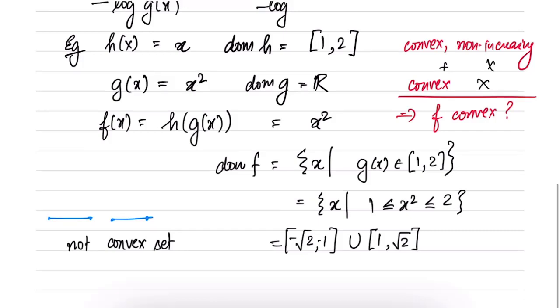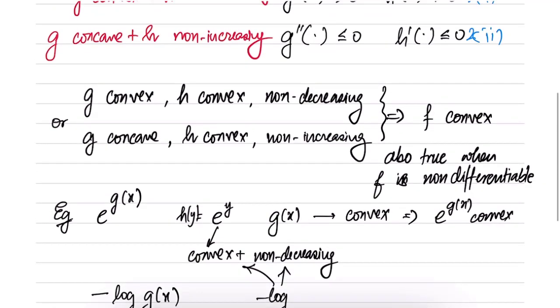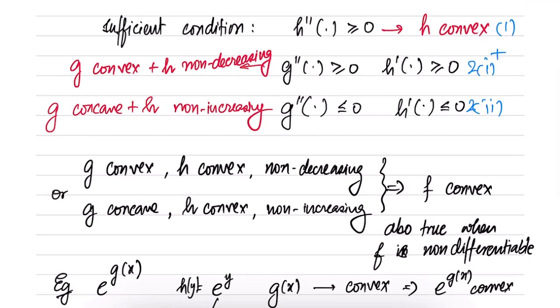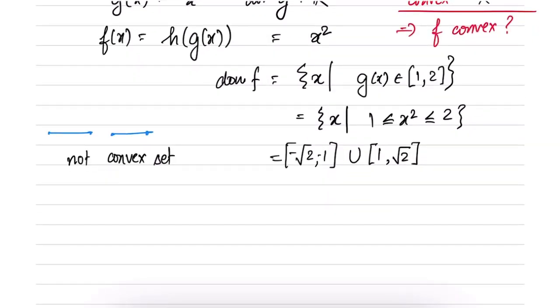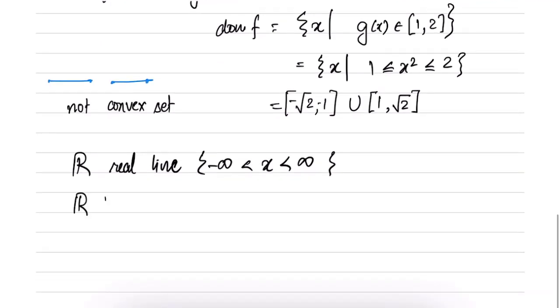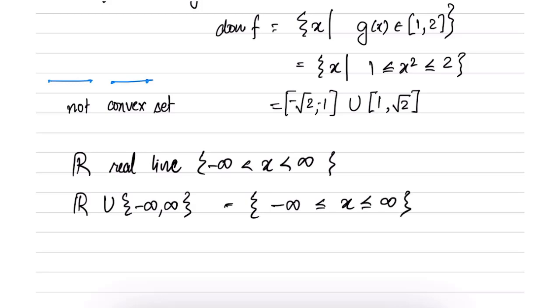The contradiction is occurring because when deriving the rules, we did not pay attention to the domains of various functions at all. In practice, it is actually possible to circumvent this situation by redefining the functions to take values over the extended real line. So R is the real line, and it includes all the points between infinity and minus infinity. But there is also the extended real line, which includes the points infinity and minus infinity.